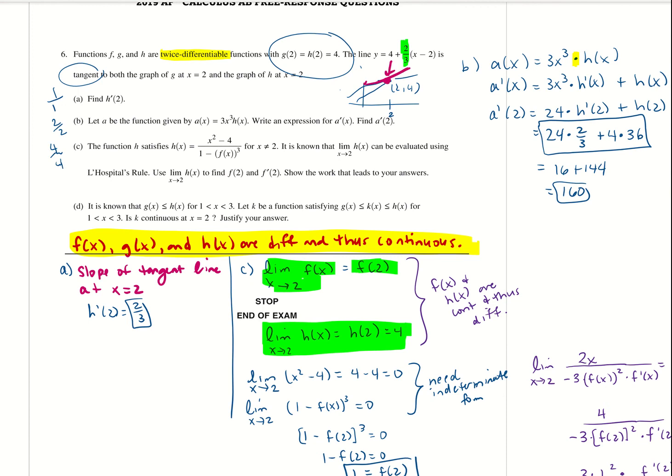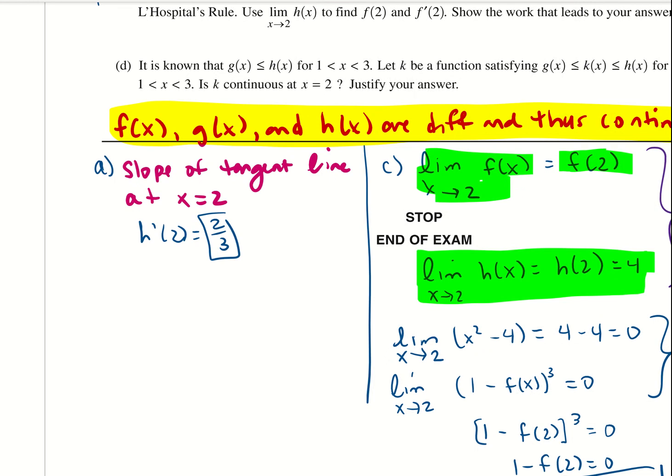All right, part D. It is known that G is less than or equal to H on the interval from 1 to 3. K is some other function that is between these for that interval. We want to know if K is continuous at X equals 2. The way that we show continuity is we want the limit as X approaches 2 from both the right and the left to equal K of 2. This is our goal that we're reaching for, okay?